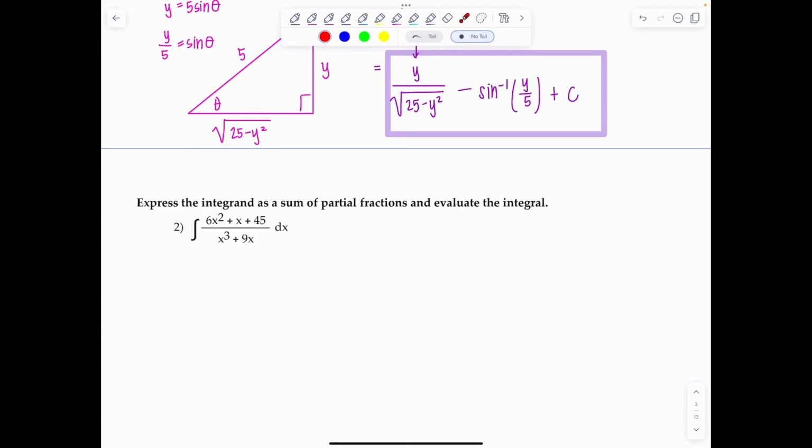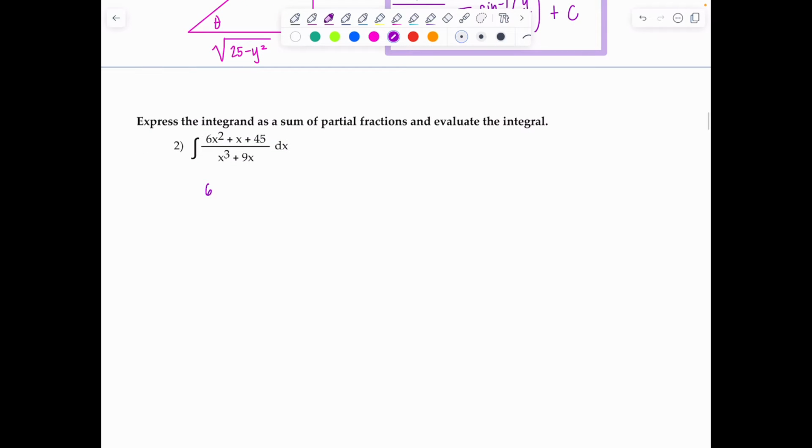Express the integrand as a sum of partial fractions and evaluate the integral. So I told them, please use partial fraction decomposition for this problem. And they did. So here we go. Let's find the partial fraction decomposition of the integrand first. So we have 6x squared plus x plus 45 over, I can factor the denominator. All I can do is take out an x, and then you're left with x squared plus 9, right? x squared plus 9 does not factor further. It's an irreducible quadratic. It's prime.